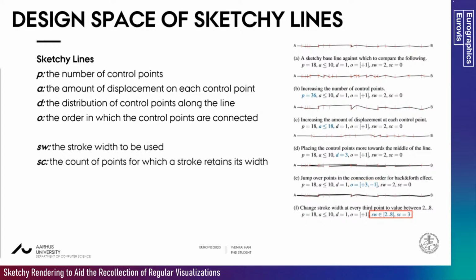Finally, the two sets of parameters SW and SC define the stroke width and how it changes. SW is an interval of stroke width to be used, and SC is the count of points for which a stroke retains its width. For example, here we can see that the stroke width can vary from 2 to 8, and it will change every third control point.